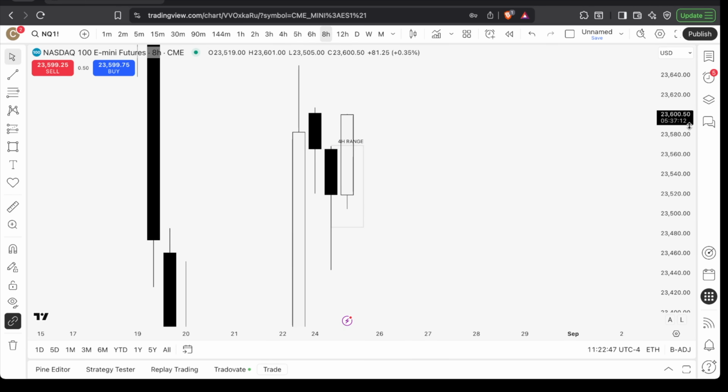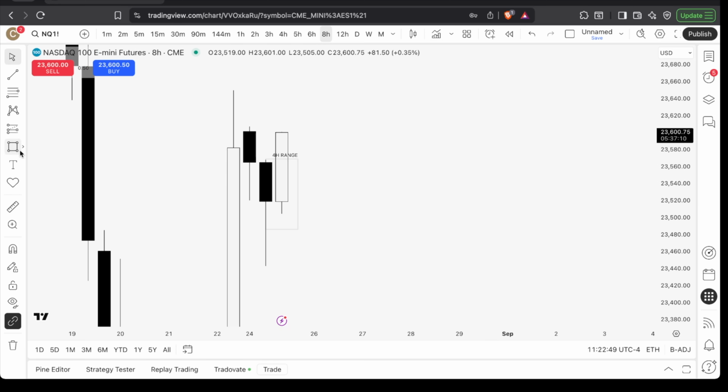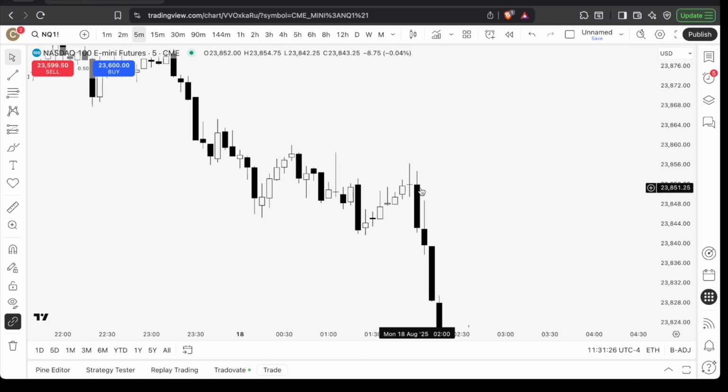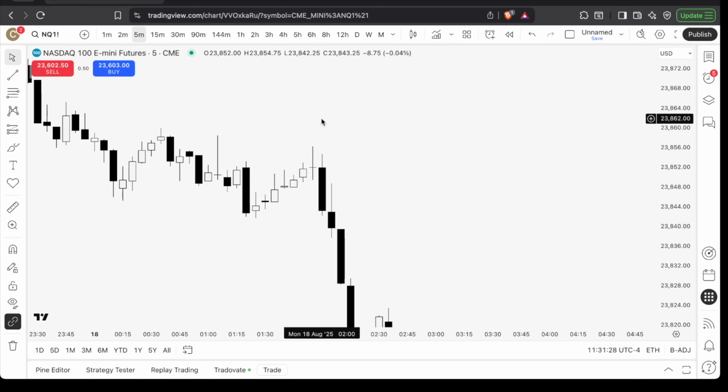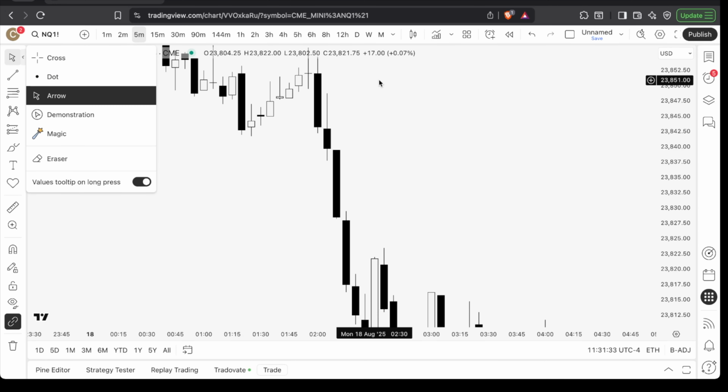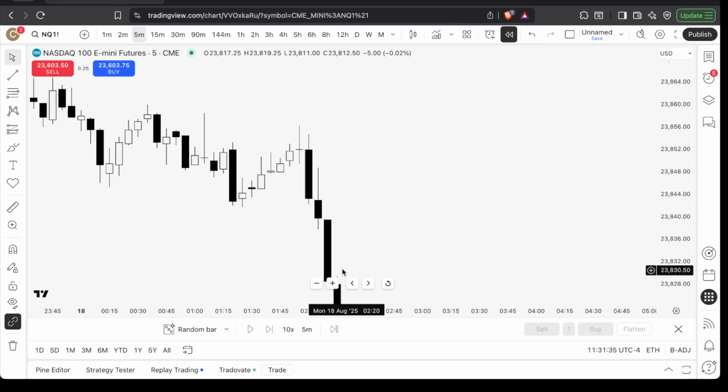Looking at 8 hours, what do we see here? We have another range. This candle took out the range low. What is this candle going to do? Take out the range high. So this is the 2 a.m. As you can see, what we have right here. I'm actually going to replay so I don't lose this.